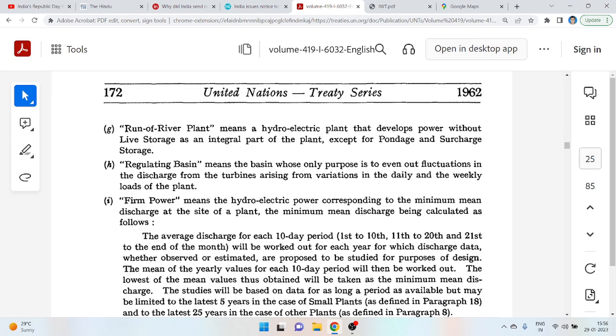So look at here, it is given run-of-river plant. The definition is: a hydroelectric plant that develops power without live storage as an integral part of the plant, except for pondage and surcharge storage. Okay.